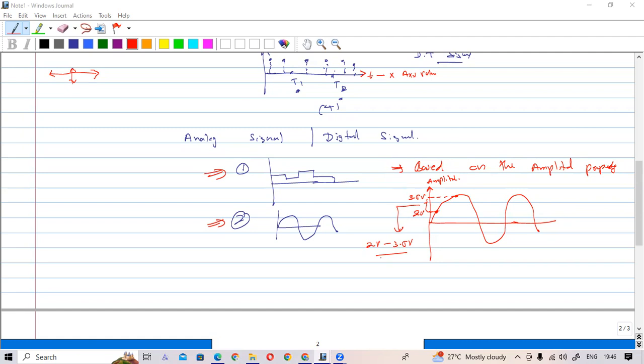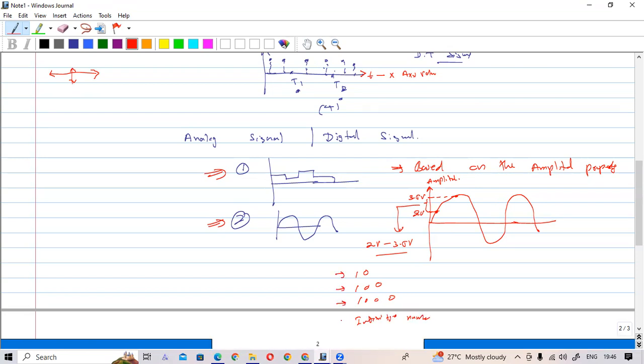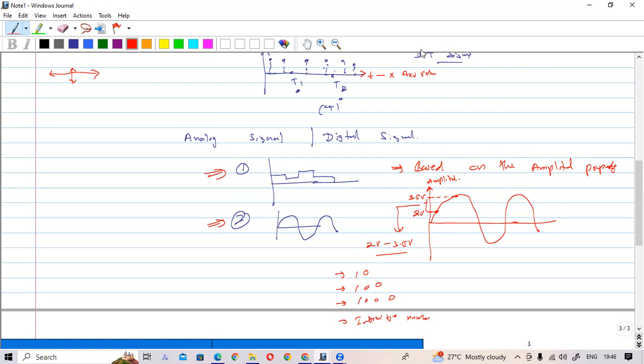Tell me, between 2 volt and 3.5 volt according to the signal, how many voltage values are there? How many are there? 10, 100, 1000 or an infinite number? Please answer.